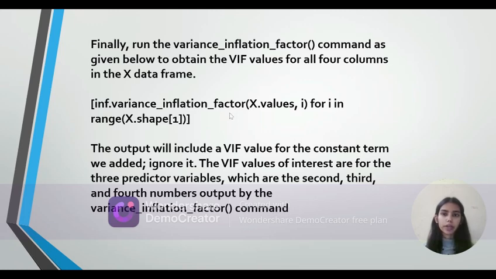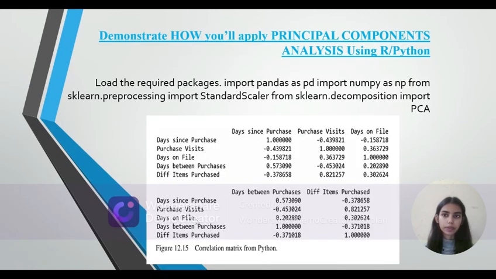When we run this, we will obtain VIF values for all four columns in the X data frame. And this is how to execute. The output will include a VIF value for the constant term we added, which is ignored. The VIF values of interest are for the three predictor variables, which are the second, third and fourth numbers output by the variance inflation factor command.